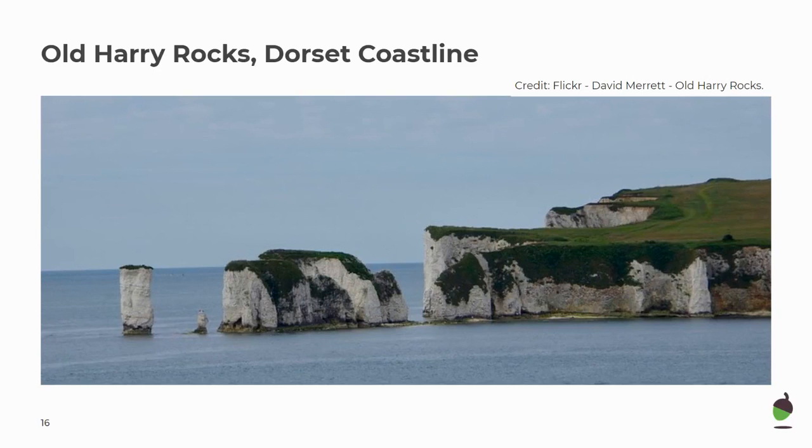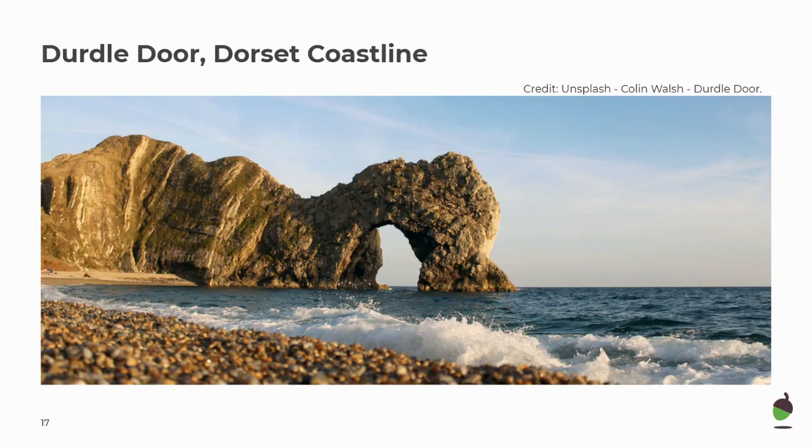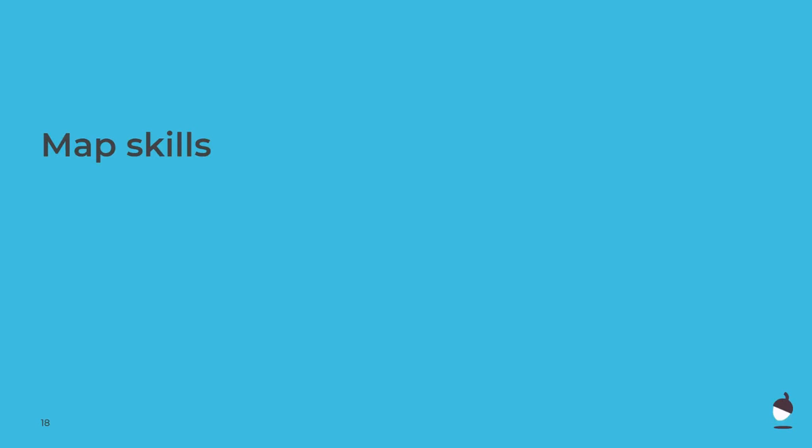Here is a photo of Old Harry Rocks on the Dorset coastline. It's a really famous example, and you can see there are several stacks detached from the cliff. If you have a look at the bottom of the cliff, you can also see that it's got a wave-cut platform around the cliff and the largest stack. Then another famous example, this is Durdle Door, which is a really famous arch. It's very spectacular.